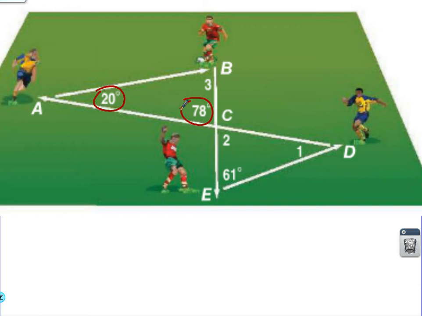And Kyle knows, as he's typing it in, that 20 and 78 already gives him 98. And the 3 has to add up to 180. So he subtracts that off and finds out that angle 3 is what? 98 and 82 degrees. Everybody okay with that?